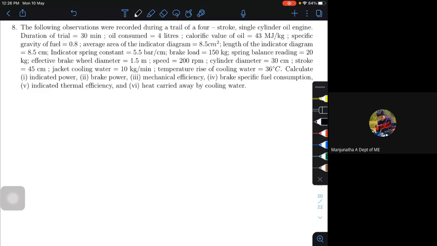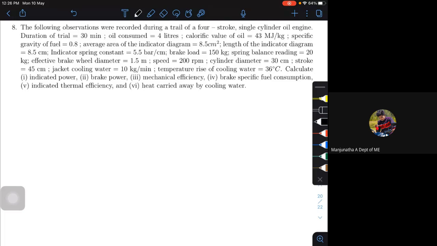Average area of the indicator diagram is 8.5 centimeter square or 8.5 into 10 to the power of minus 4 meter square, whatever way they can give. Length of the indicator diagram is 85 mm or 8.5 centimeters. Indicator spring constant: everything is given in terms of centimeter, that's why it is 5.5 bar per centimeter, or they can give 5.5 bar per meter or per millimeter. You have to be a bit careful with that.